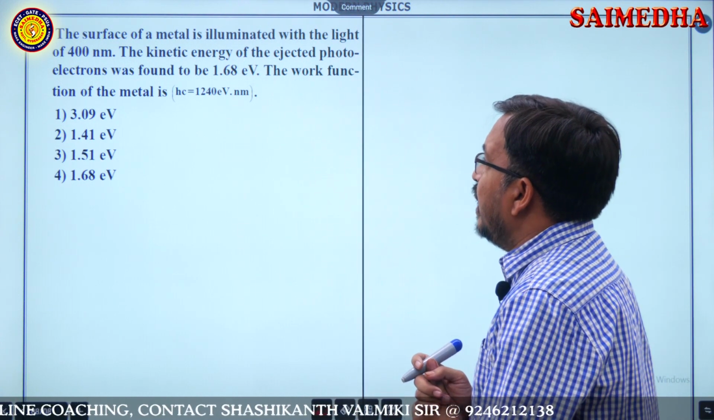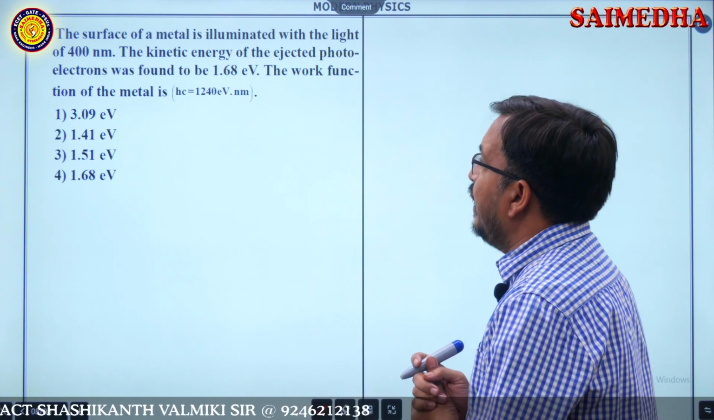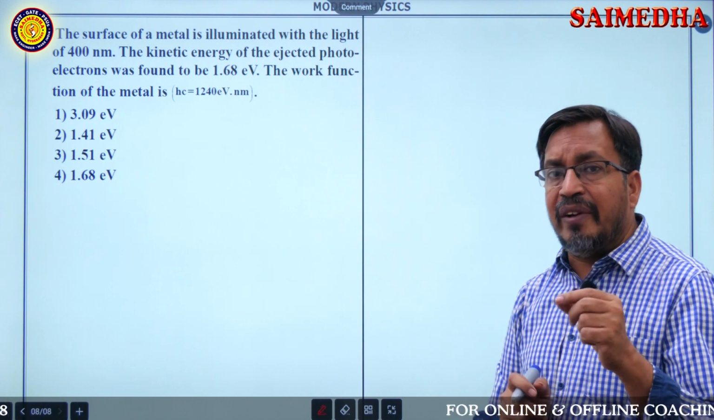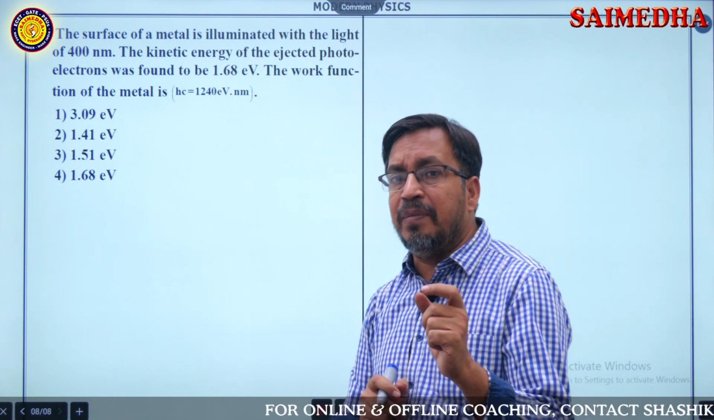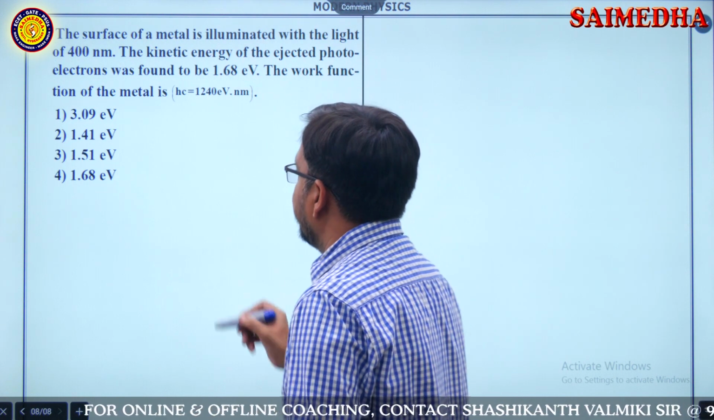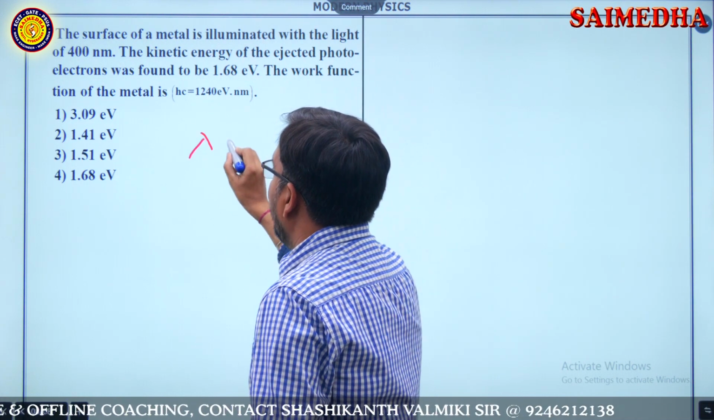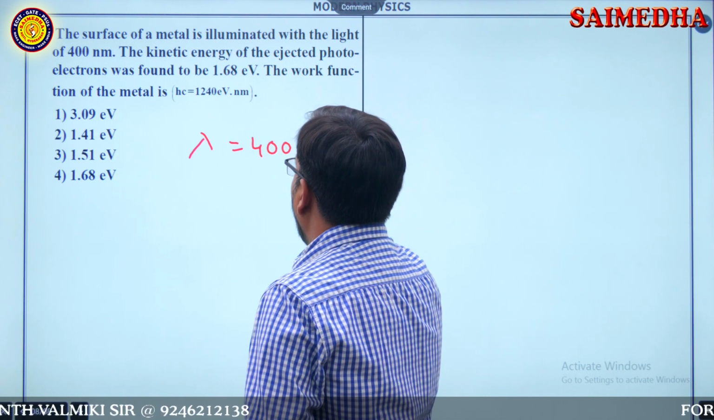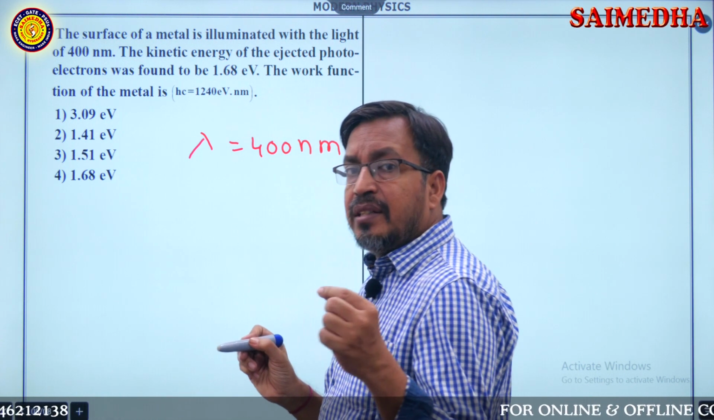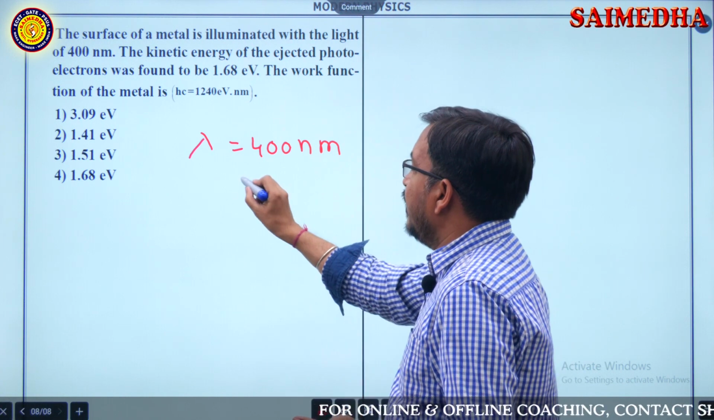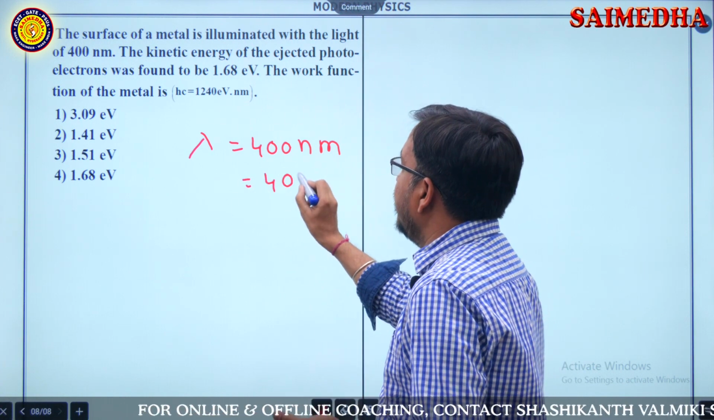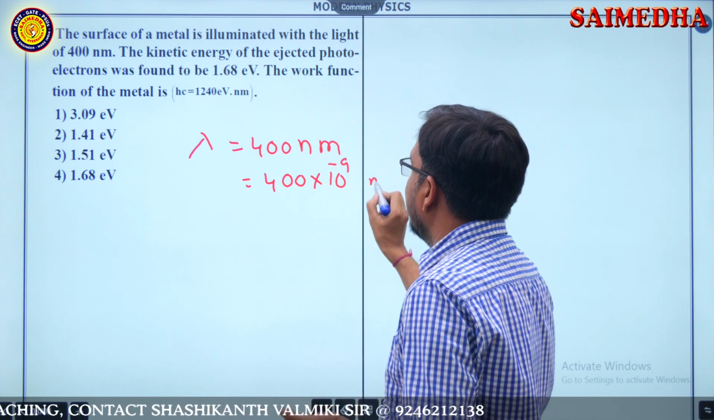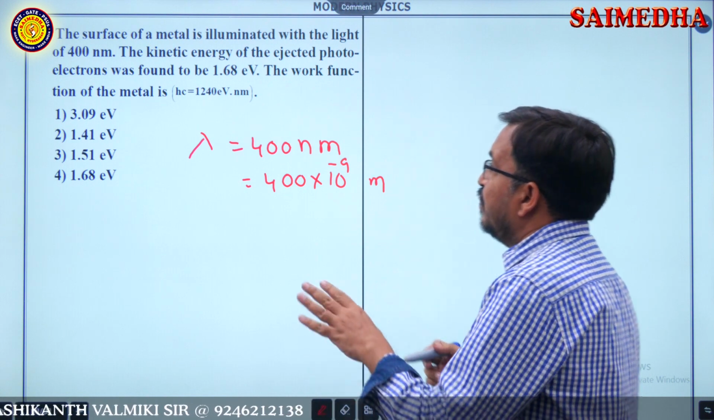The surface of a metal is illuminated with light of 400 nanometer. So here what is the data given? 400 nanometer means wavelength is given. What is the wavelength value given here? 400 nanometer. What is the meaning of nano? That is 10 power minus 9. So I am writing here 400 into 10 power minus 9 meters. That is the wavelength given.